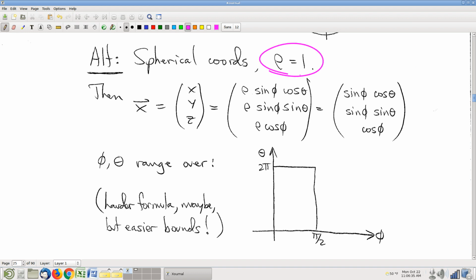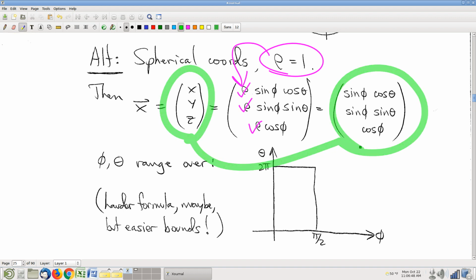Take what you know about the variable that you've solved for and plug it in, thereby eliminating it from the formula. And now, as hoped, position is a function of two variables, and that is a parameterization. That's a morally equivalent trick.